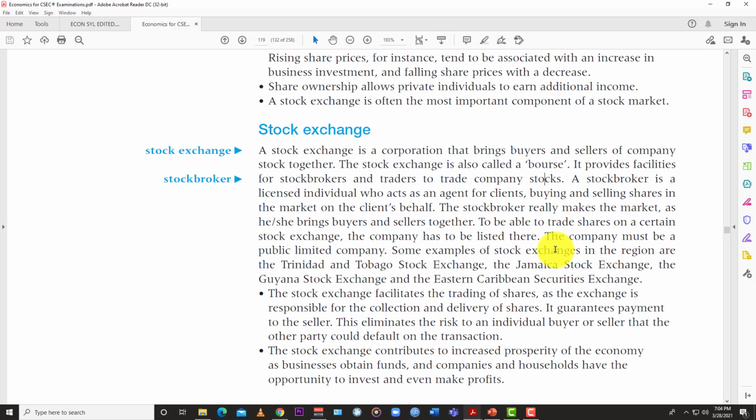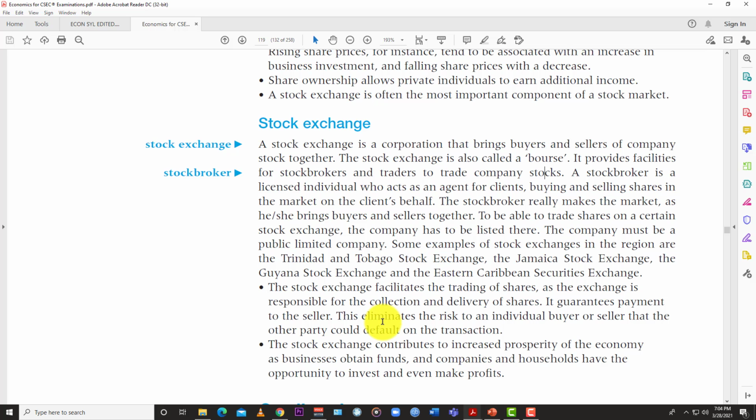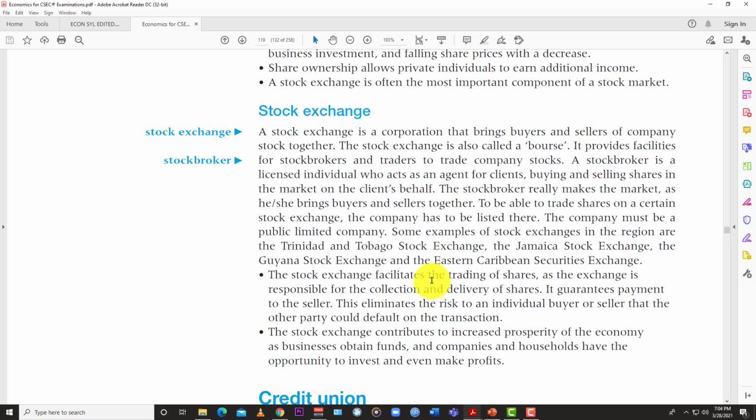Some examples of stock exchanges in the region are the Trinidad and Tobago Stock Exchange, the Jamaica Stock Exchange, the Guyana Stock Exchange, and the Eastern Caribbean Securities Exchange. So as I showed you just now, that is the one for the Eastern Caribbean, but Trinidad has their own, Guyana and Jamaica have their own. The stock exchange facilitates the trading of shares, as the exchange is responsible for the collection and delivery of shares. It guarantees payment to the seller. This eliminates a risk to an individual buyer or seller that the other party would default on the transaction.